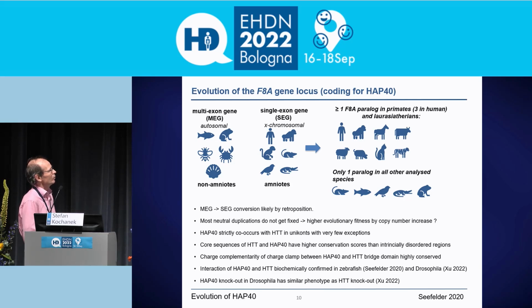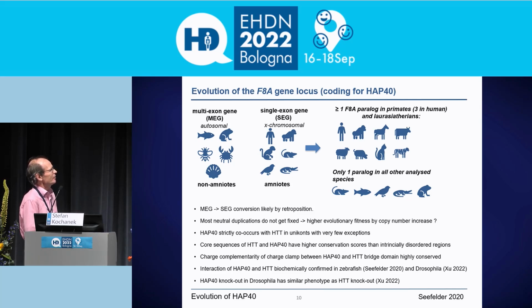And it's autosomally located, while in amniotes it's X-chromosomally located, and it's a single exon gene. So from non-amniotes to amniotes, a conversion took place to a single exon gene. And also, very interestingly, the single exon gene amplified in some species, so that in humans we have 3 copies, and also in orangutan, and in some other mammals we have between 1 and 2 copies. In all other species, there's only 1 paralog.